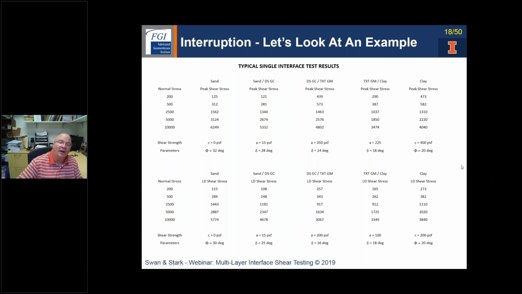And then I gave the associated peak friction angle and cohesion for soil or adhesion for the geosynthetics for both peak and large displacement, so you could see where they came from.